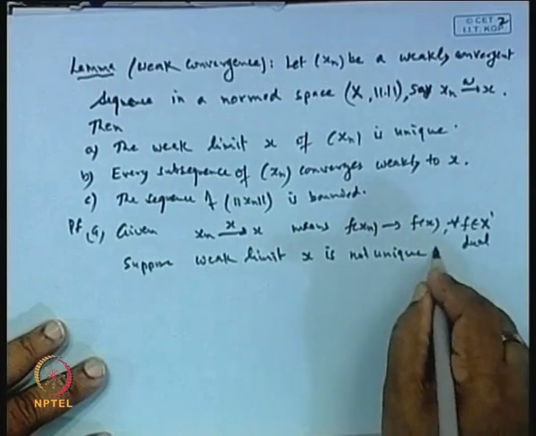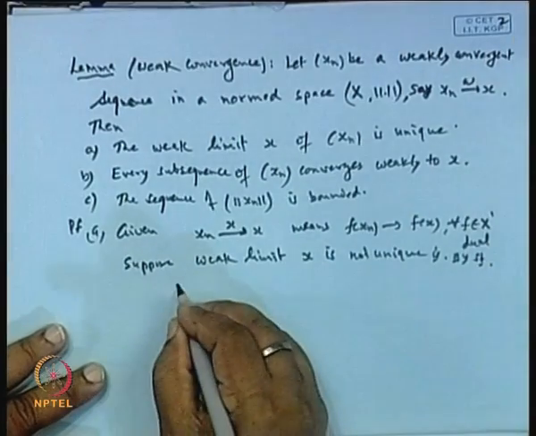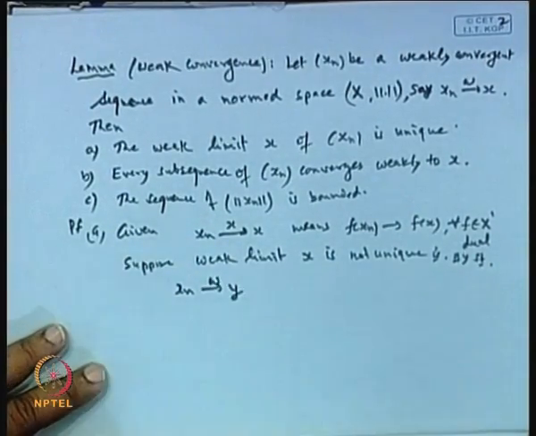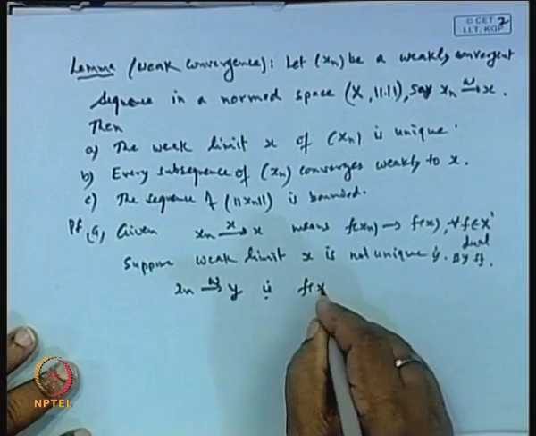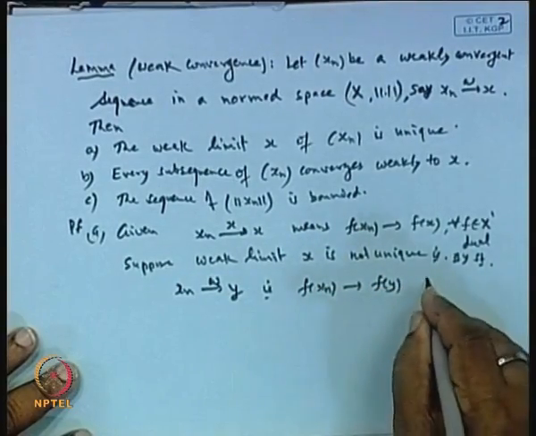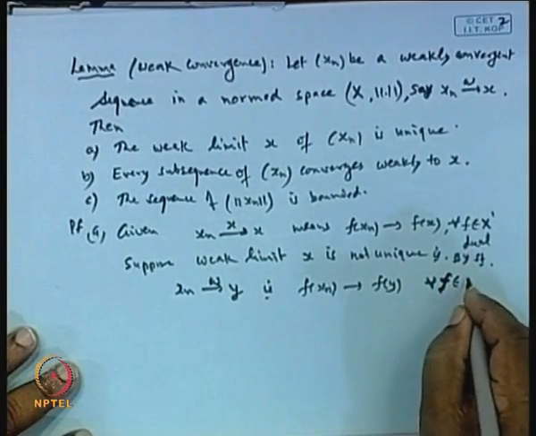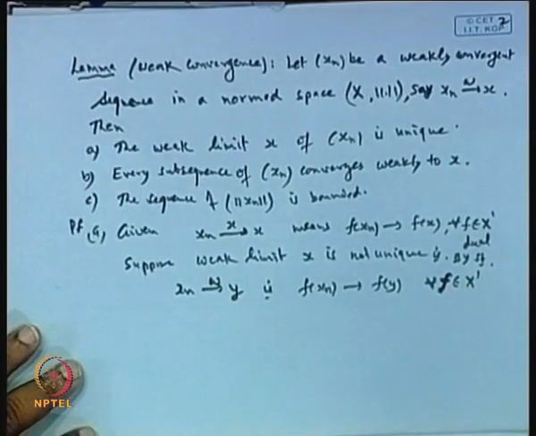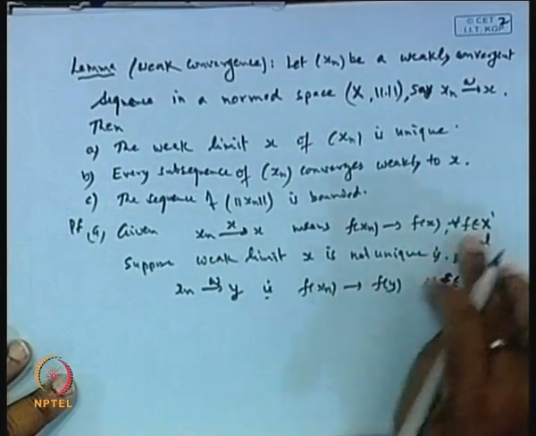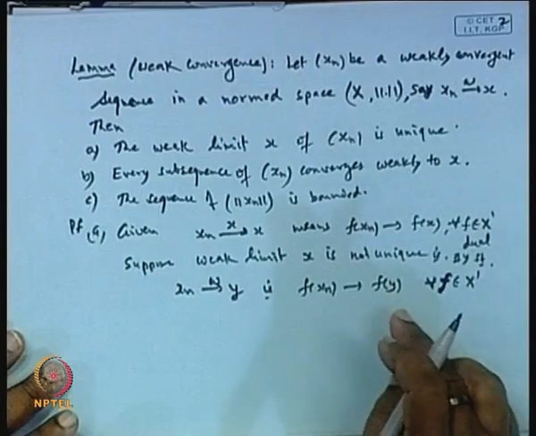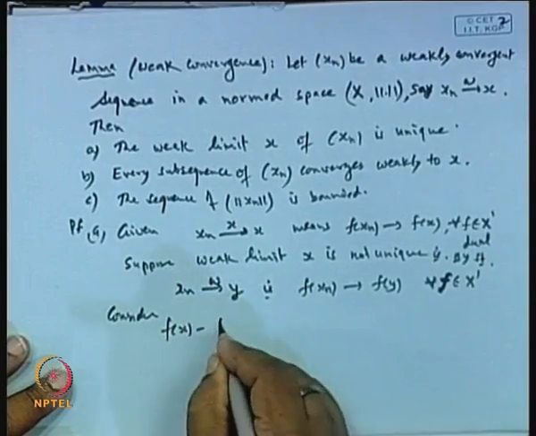It means there exists some other y such that x n also converges to y weakly. Okay. So, the meaning is f of x n goes to f of y for every f belonging to the dual, is it not? Now, f of x n goes to f of x for every f, and also goes to f of y. We want x equal to y. So, let us consider f of x minus f of y.